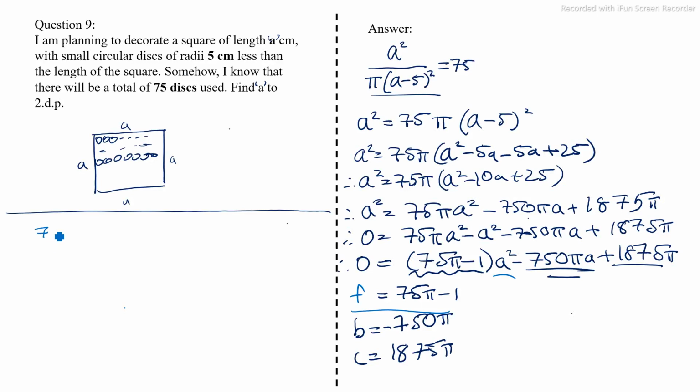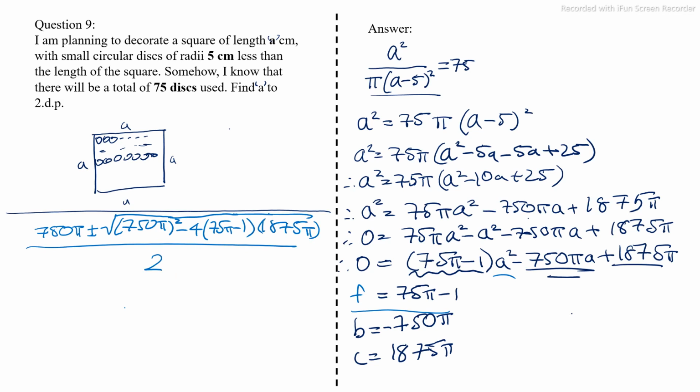So we know that negative b plus minus root of b squared. What is b squared going to be? Well, it's negative 750 pi squared. So 750 pi squared, same thing. Minus 4 f c, 4 f 75 pi, divided all by 2 f, 75 pi minus 1. Okay, we have an equation for x.